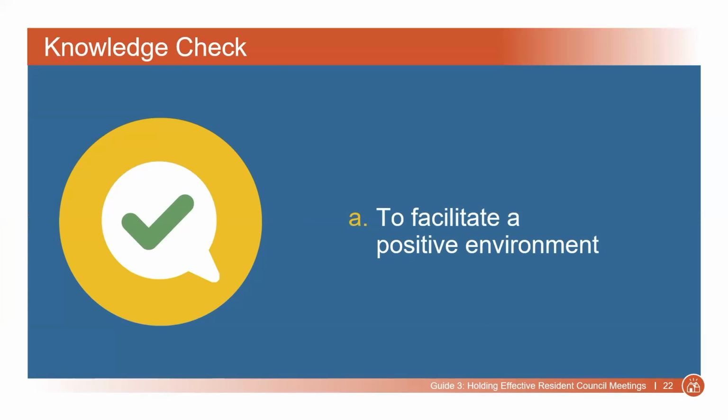If you said A, to facilitate a positive environment, you were correct. Ground rules work best when they are agreements rather than rules. They can be read at the beginnings of meetings and even during a meeting to remind people of the group norms. For example, you could say, "Let's all remember that we've agreed that just one person will talk at a time. Ms. B has the floor right now."